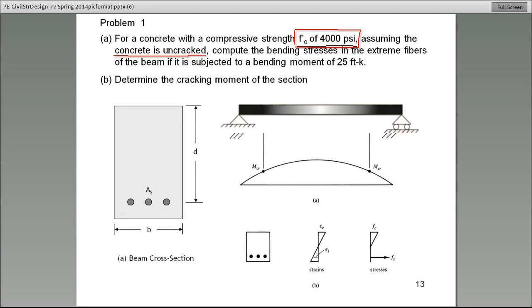Please underline this and make a mental note. I will tell you what that means, if you see it on the test, exactly how do you deal with it. They say the concrete is uncracked. And then they say, would you please compute the bending stresses in the extreme fibers? That means either top or bottom, if the beam is subjected to a moment of 25 foot-kips. Make a note of the units, 25 foot-kips.